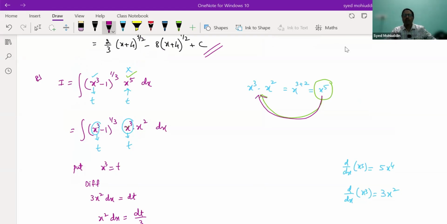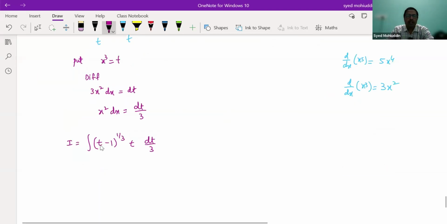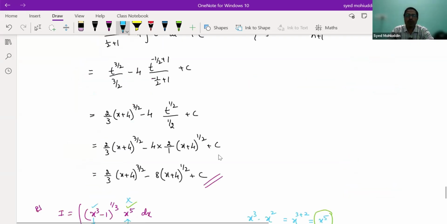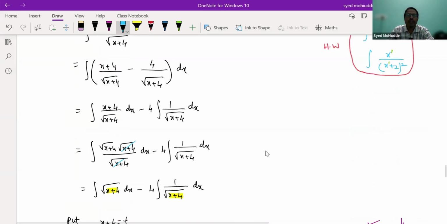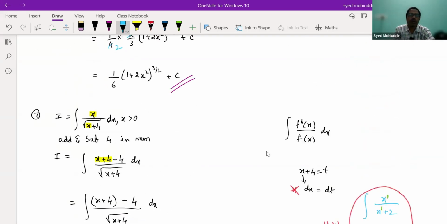Okay, so try to observe over here. Here t minus 1 is there and t is there. So one should be the derivative of the other if you want to once again go for the substitution method. So is it not similar to the previous problem? Here the power of t is 1. Here the power of x was 1.